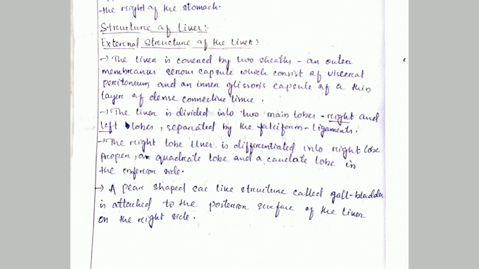A pear-shaped sac-like structure called gallbladder is attached to the posterior surface of the liver on the right side. So to the posterior surface of the liver on the right side, gallbladder is attached.